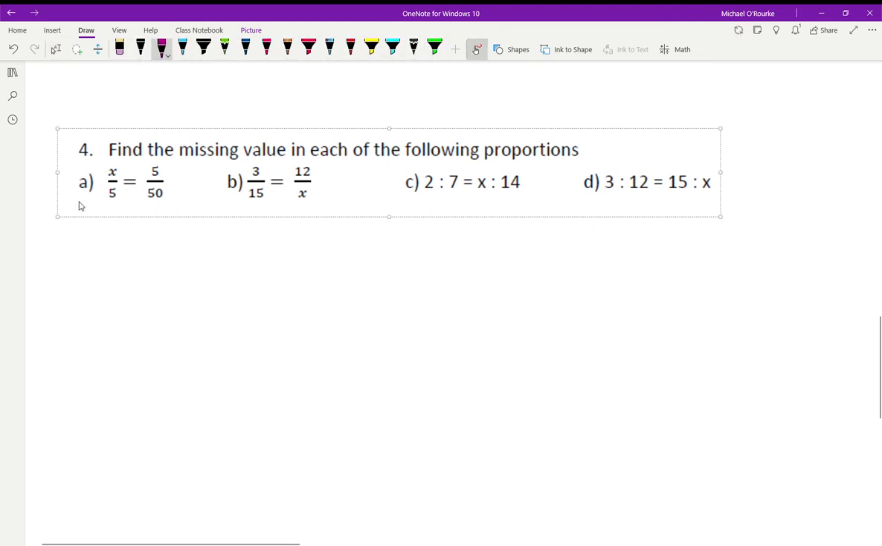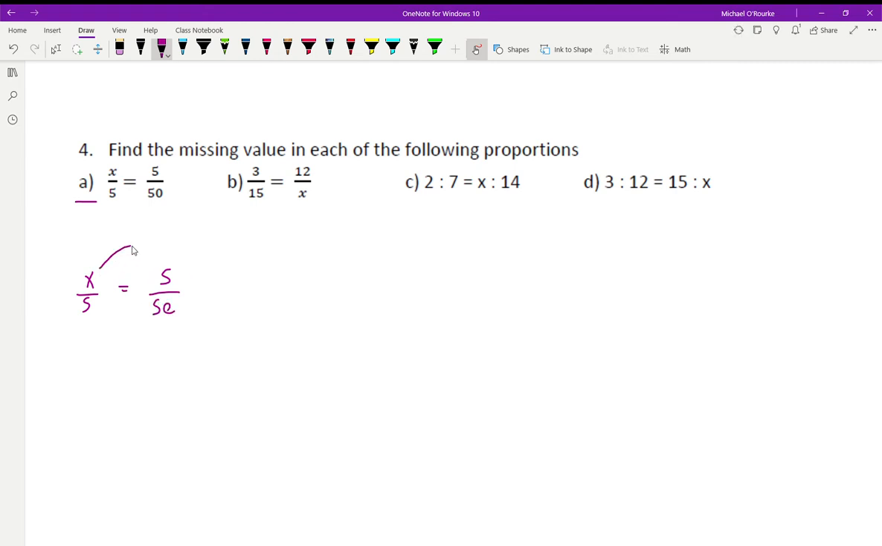So 4a here is x over 5 equals 5 over 50. So take a look here. How do we get from 5 to 50? We times it by 10. Right? We times it by 10. Or we can think about it like divide by 10 if we're going this way. Divide by 10.